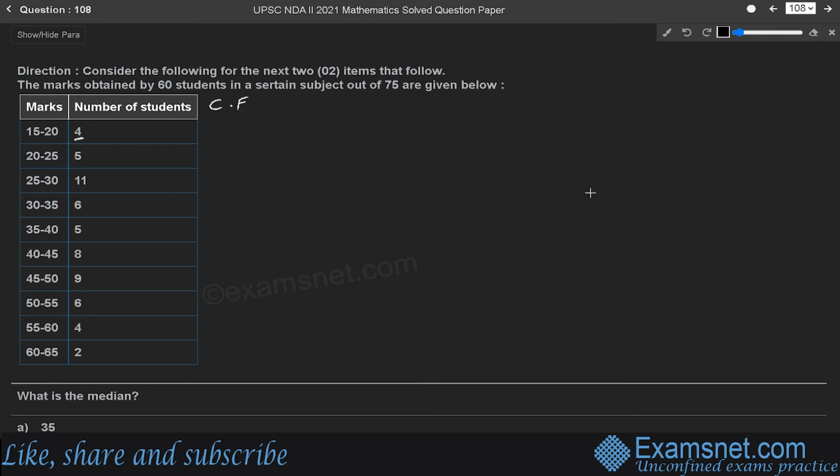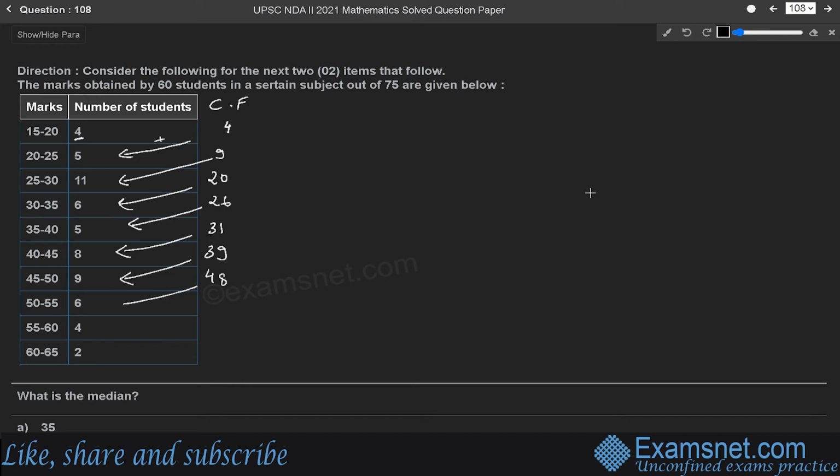See, the first term here is 4. Then 4 plus 5 is 9. Similarly, 9 plus 11 is 20. 20 plus 6 is 26. 26 plus 5 is 31. 31 plus 8 is 39. 39 plus 9 is 48. 48 plus 6 is 54. 54 plus 4 is 58. And 58 plus 2 is 60. This is the cumulative frequency.